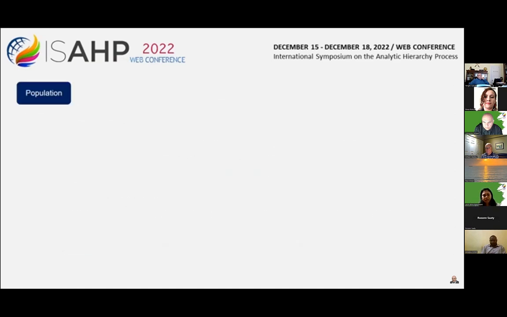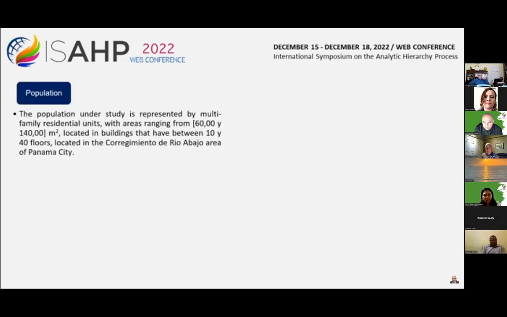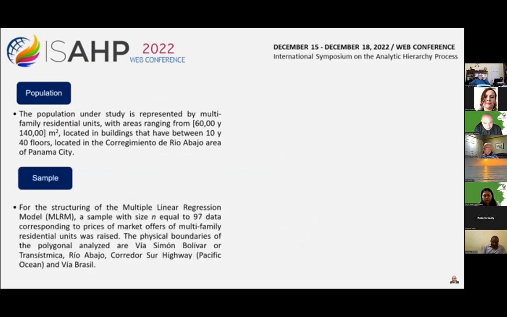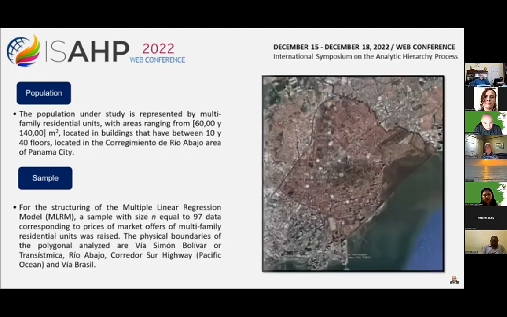The population corresponds to multifamily residential units, with areas between 60.00 and 140.00 square meters, located in buildings with between 10 and 40 floors, located in the Corregimiento de Rio Abajo area of Panama City. The sample collected reached a size n equal to 97 data corresponding to market offers. This image shows the spatial distribution of the buildings where the properties that are part of the sample under study are located.